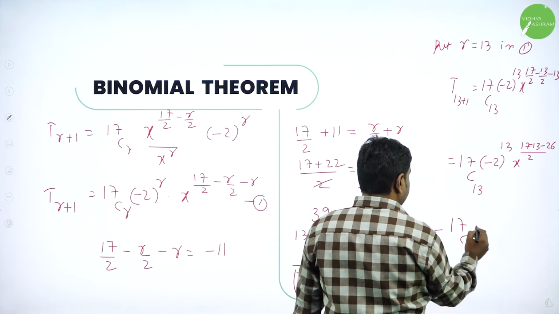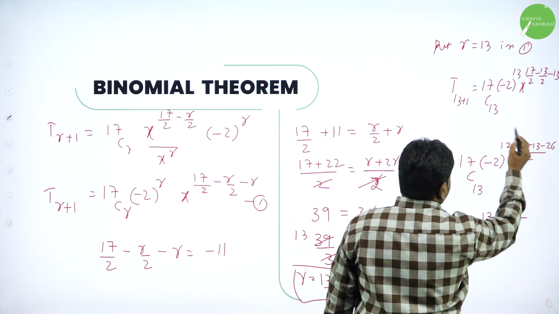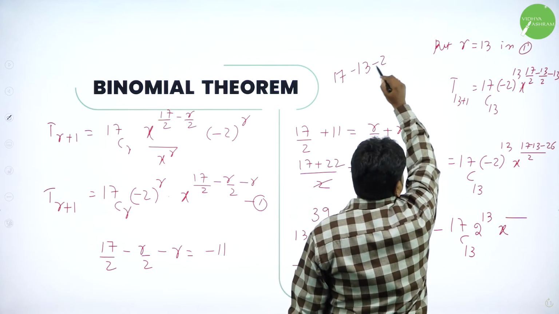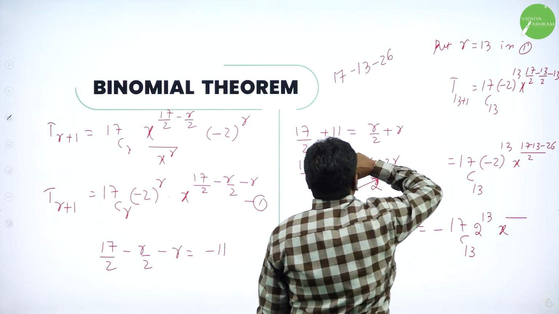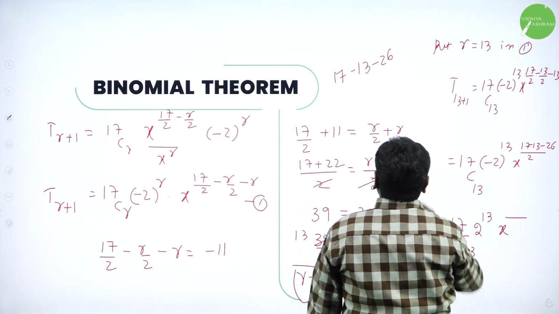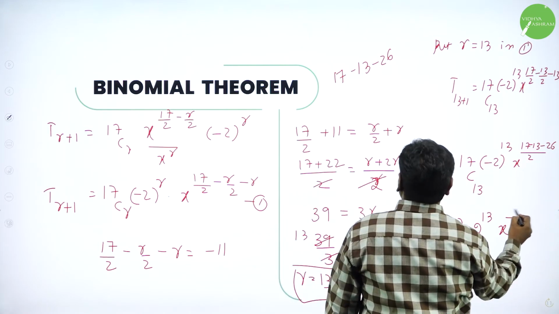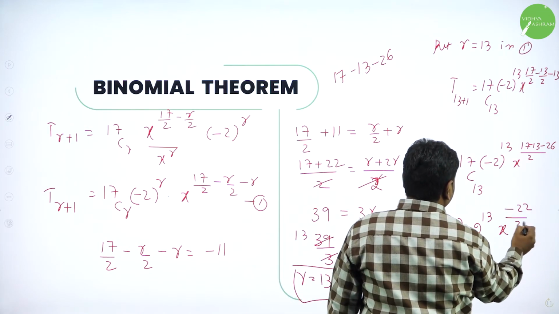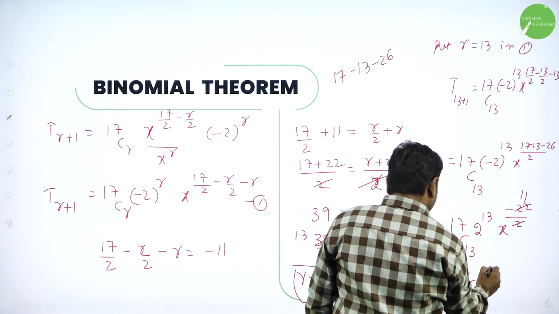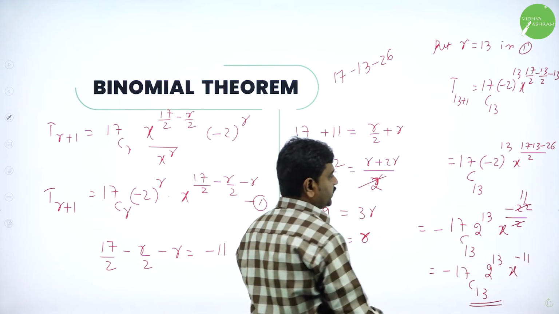Minus power 13 is minus, so 2 power 13, x power, take LCM, 17 minus 13 minus 26, that will become minus 22 by 2, it will be minus 11. So minus 17C13, 2 power 13, x power minus 11. What is the coefficient? This part is the coefficient.